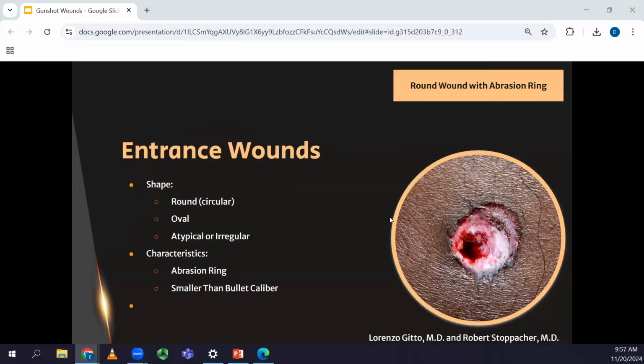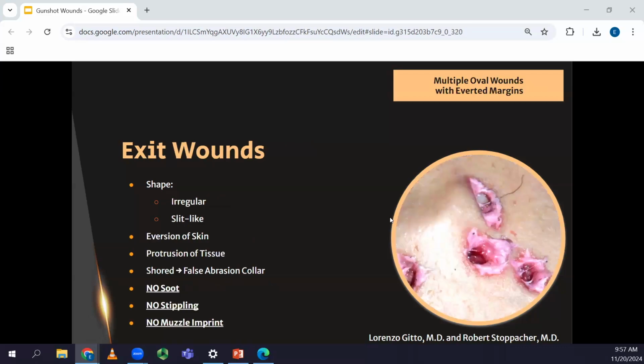Entrance and exit wounds: for the most part, entrance wounds tend to be round, oval, but at times they can be atypical or irregular, like you saw, especially when it comes to the bullet going through a hard surface like the skull. But for the most part, they tend to have the basic characteristics of an abrasion ring, and they tend to be smaller than the bullet caliber itself. And that's because as the bullet penetrates, the skin sort of stretches and then it contracts afterwards.